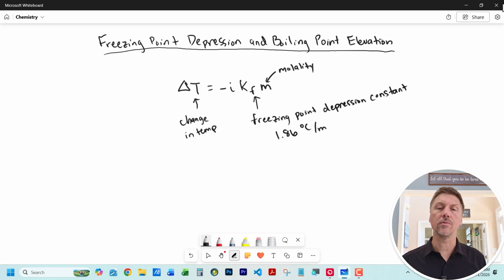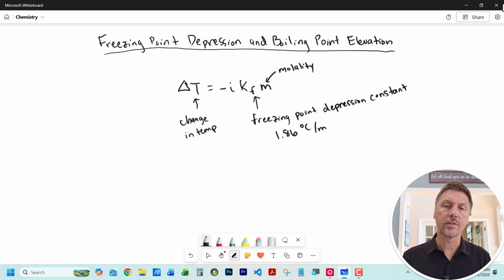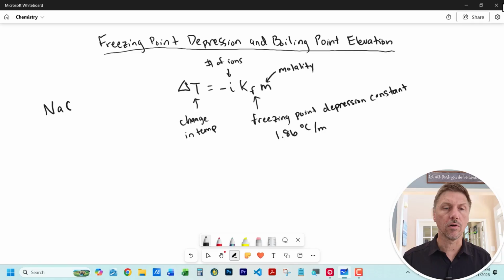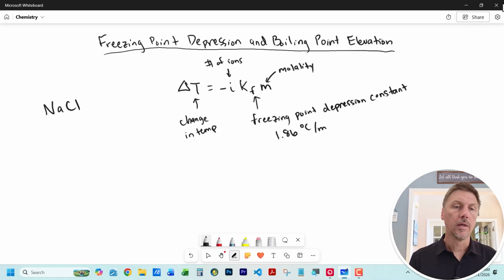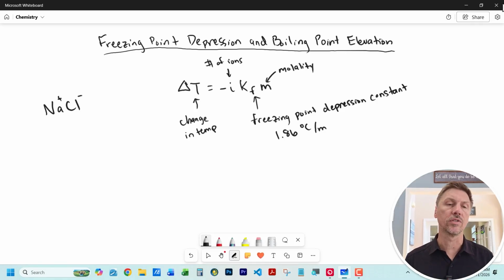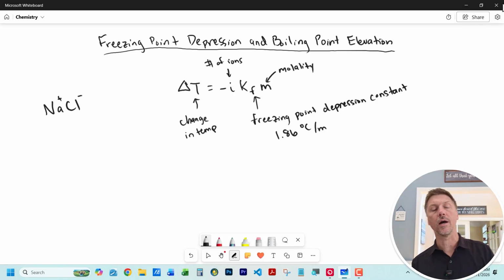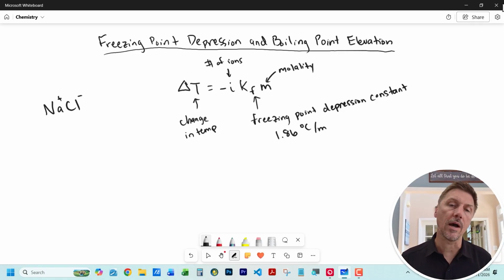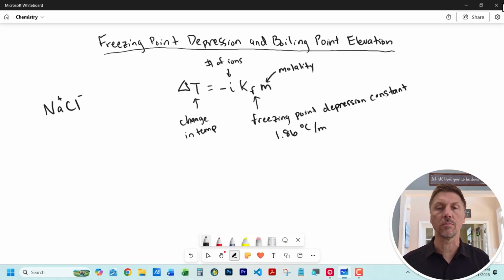And then what's this value i here? i is the number of ions. What do we mean by that? Well, think about salt, NaCl, for example. There is a single Na+ ion and a single Cl- ion, a single sodium ion and a single chloride ion. That makes a total of 2 ions. So if we were mixing salt in with water, this value i would be 2.